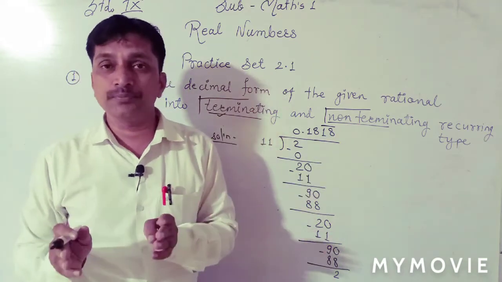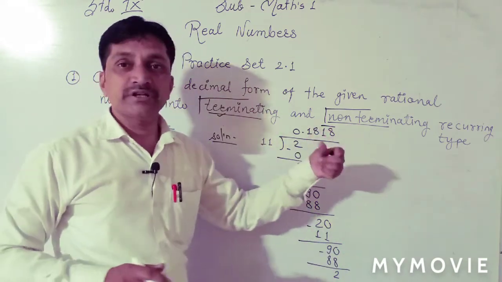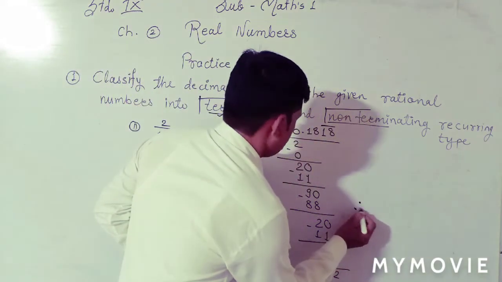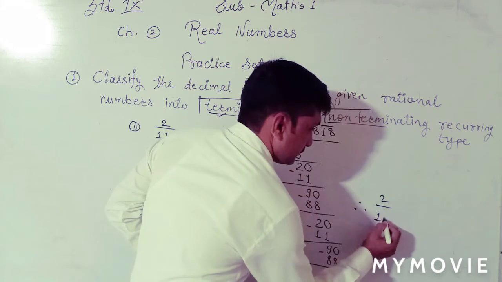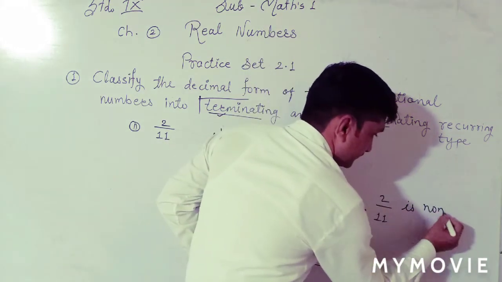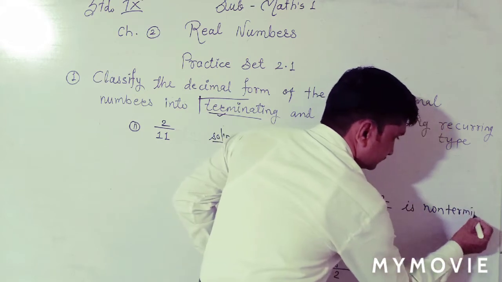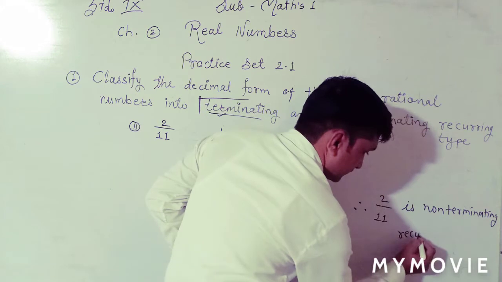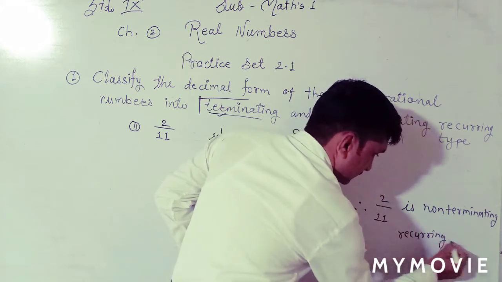Division is non-stop, that's why non-terminating, and the 1, 8, 1, 8, 1, 8 group is repeating, that's why it is recurring. Therefore we can write here: 2/11 is a non-terminating recurring rational number.